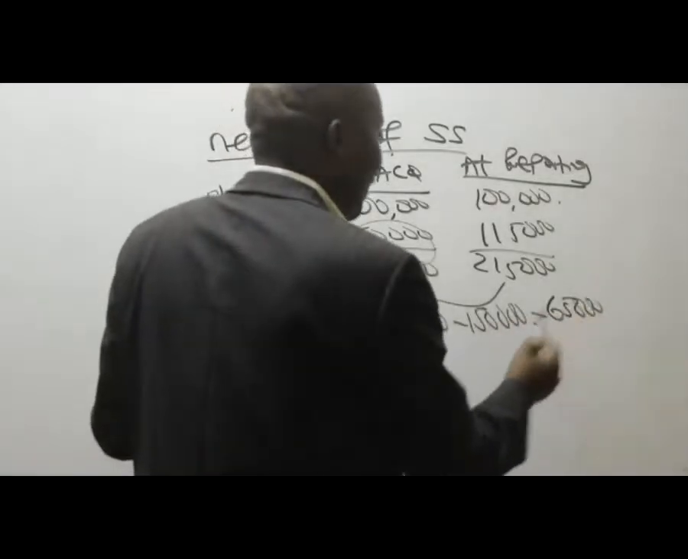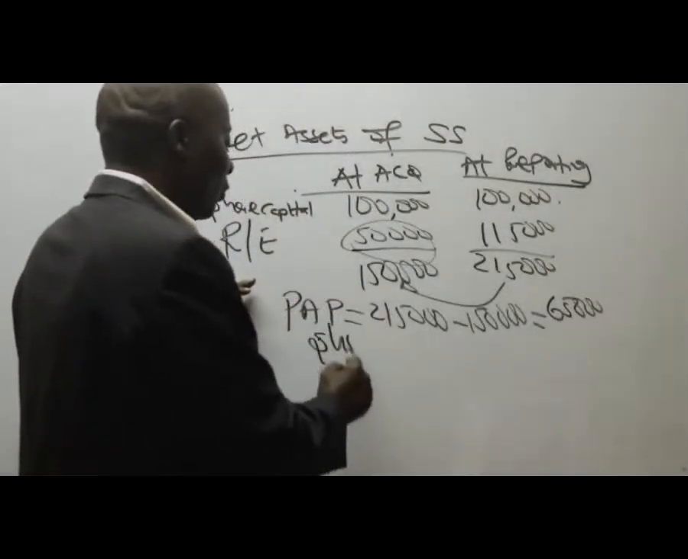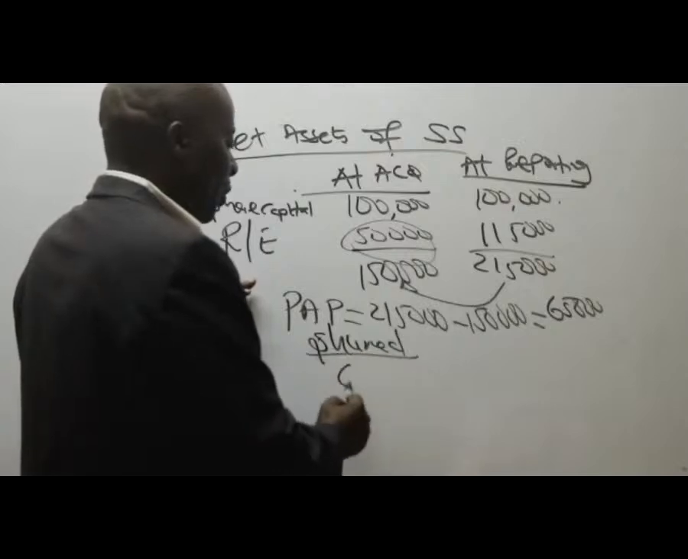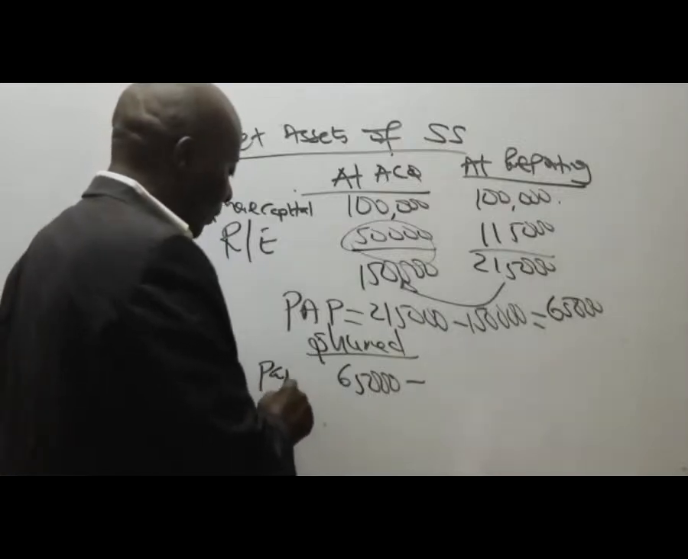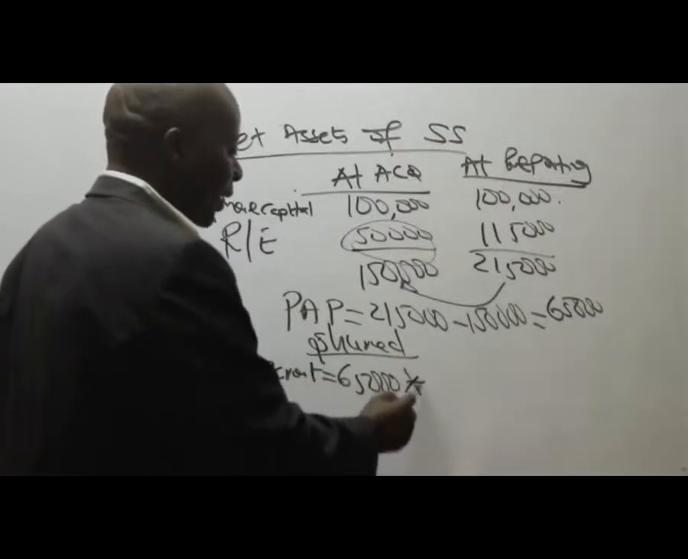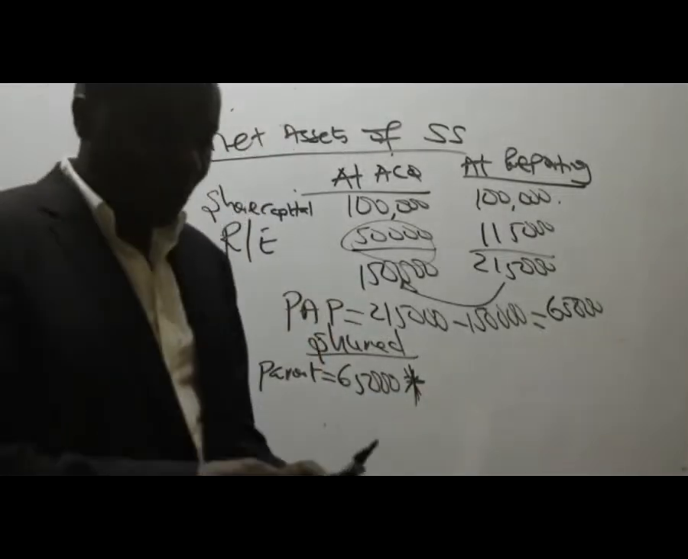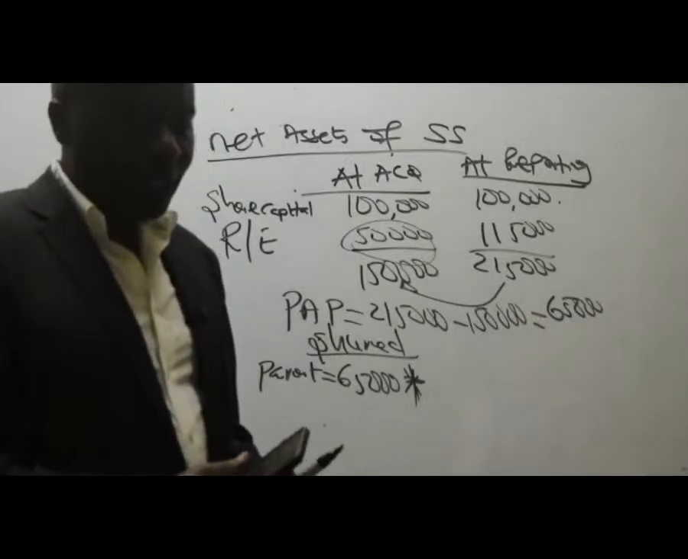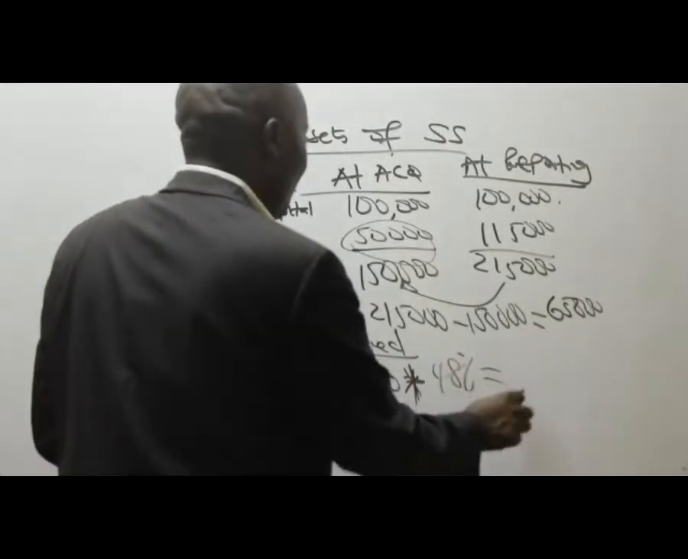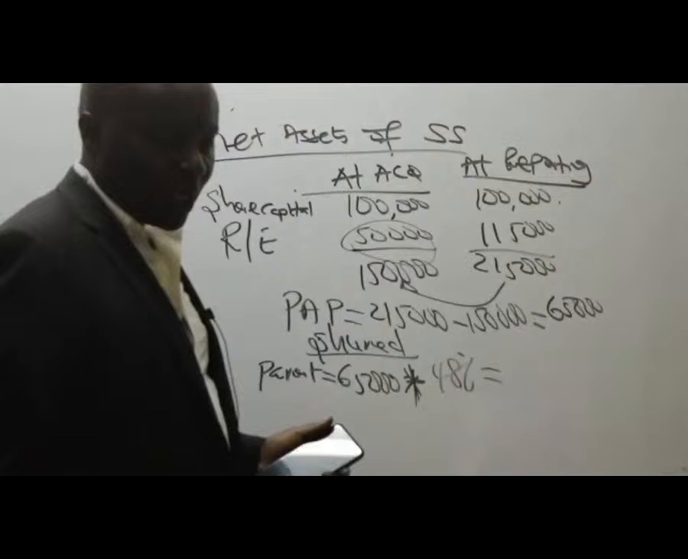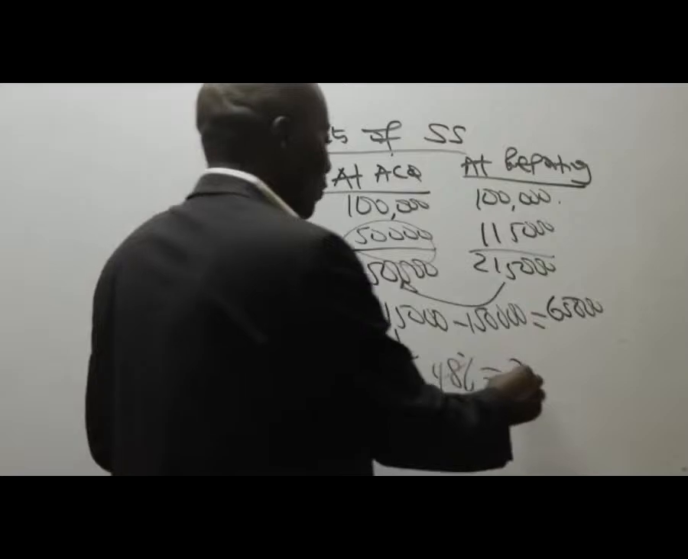So please go ahead and share this 65,000 out as follows. The parent here will be 65,000 times what percentage? You remember the SS percentages. Who remembers SS percentages? 48%. So the parent takes home 48%. Please give me this answer: 65,000 times 0.48 gives me what figure? 31,200. Thank you very much.